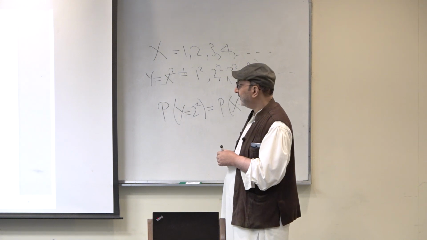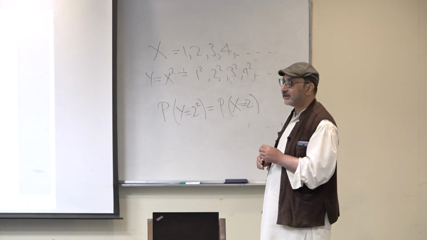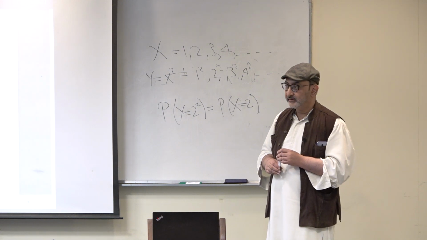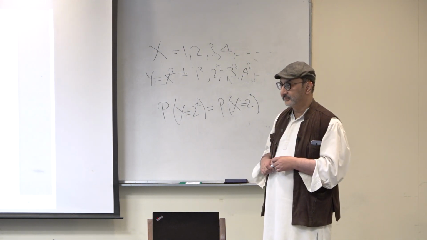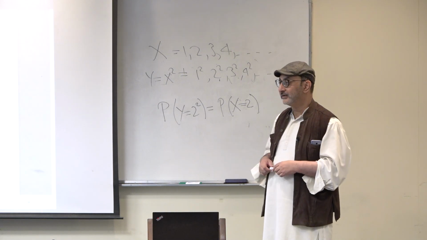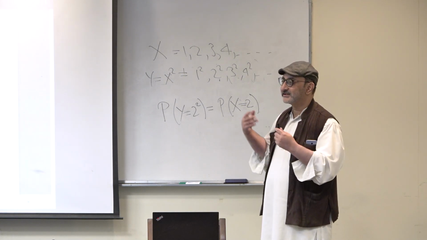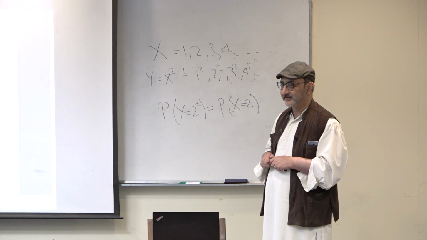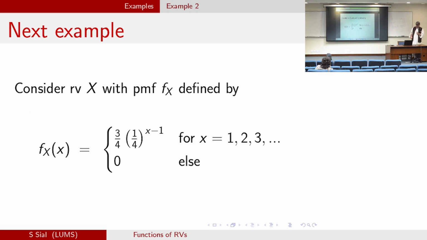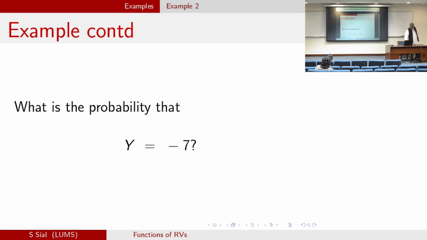Right? Okay. What's the probability that y is equal to 37? 0. Why? Because y only takes squares of positive integer values. So y cannot be equal to 37. Okay. What's the probability that y equals minus 7? 0. Minus 7 is not on that list of allowed values.